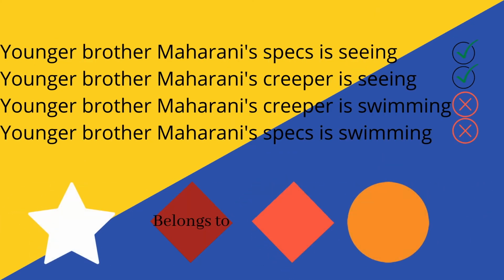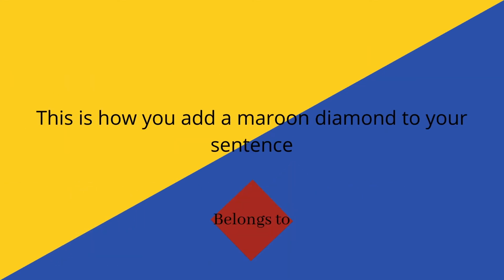And in English, they look pretty much the same, like we said, with the depiction that the objects now belong to the Maharani. That's the only difference. So that's how you're going to use a maroon diamond in your sentence. Have a star, red diamond, circle, or a star, yellow diamond, circle, add a maroon diamond, and your sentence becomes longer and you gain more points.